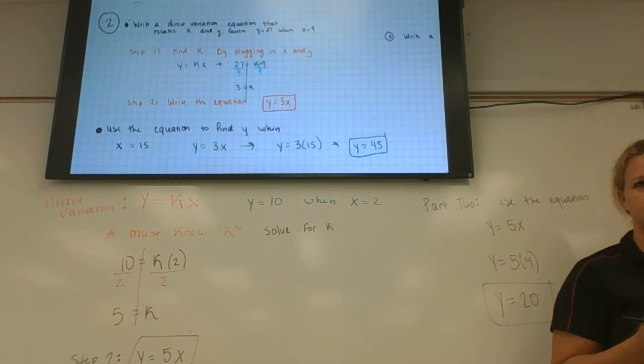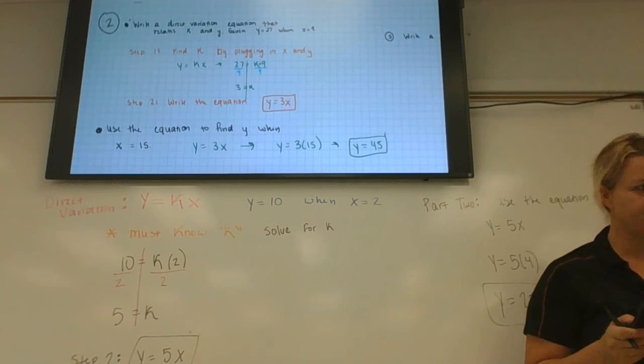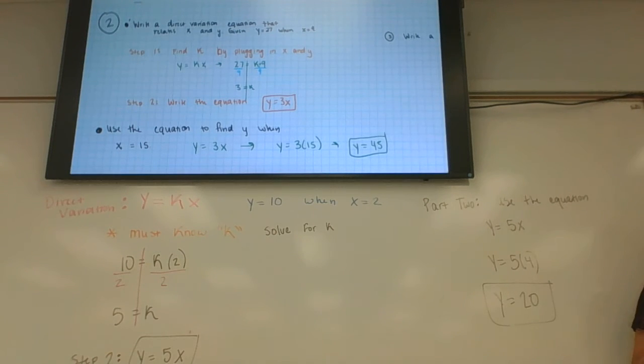Okay, Jake, can you do it? 100 for y and 10 for x. What would be your k in that situation? Yeah. Anybody else want to try? Lauren, can you do it? So you pop up. 36 for y, x is going to be 4, and k is going to be 9. Yep. Good job.